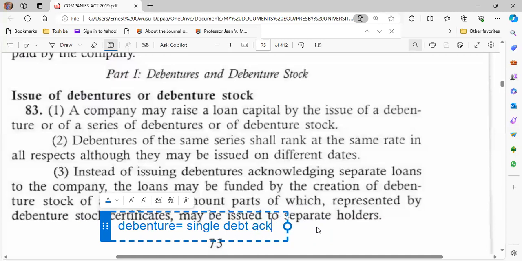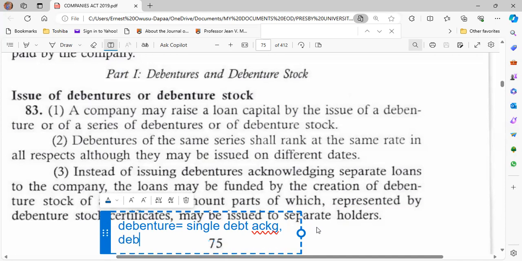So single debt acknowledgement. You just write it. And then we also have the debenture stock, where you have multiple debts acknowledged, or let me say the single acknowledgement of multiple debts, if you like, let's put it that way.